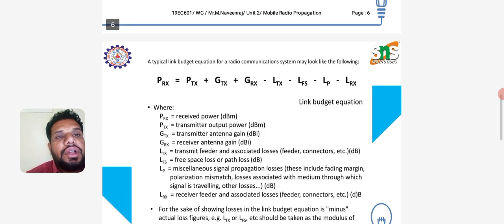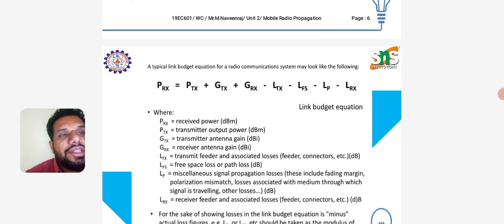Now the typical link budget equation for a radio communication system may look like the following: PRX, the received power, equals transmitter power plus transmitter gain plus receiver gain minus LTX minus LFS minus LP minus LRX, where LTX, LFS, LP and LRX are all losses. LTX is the transmitter feeder and associated losses. LFS means the free space or path loss during transmission between the transmitter and receiver.